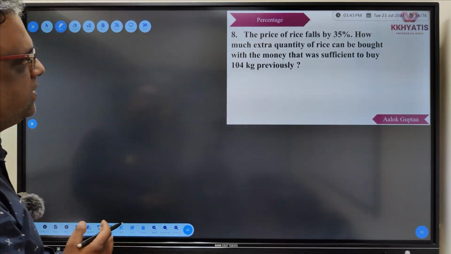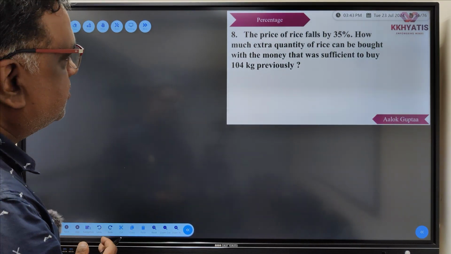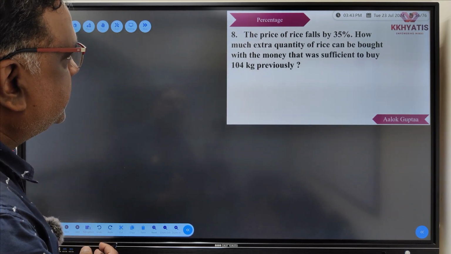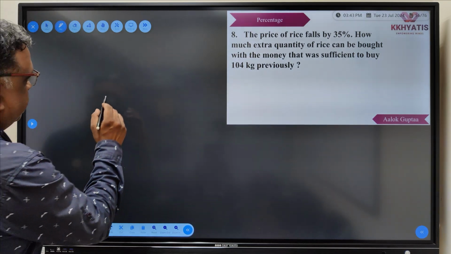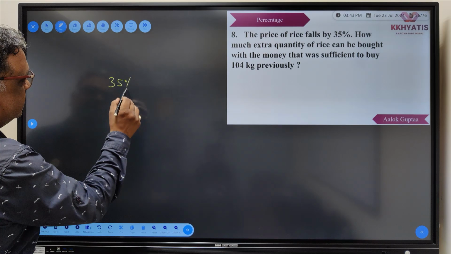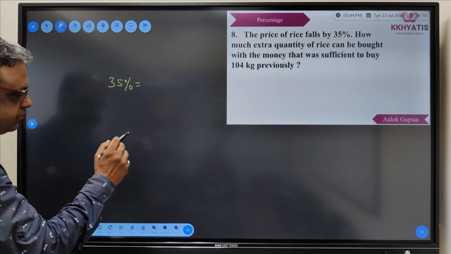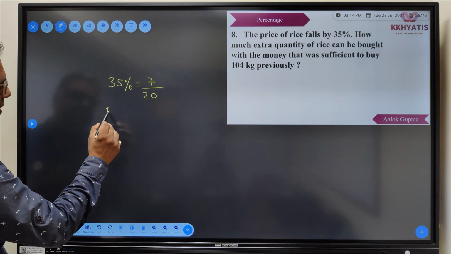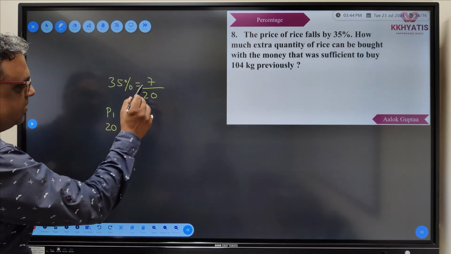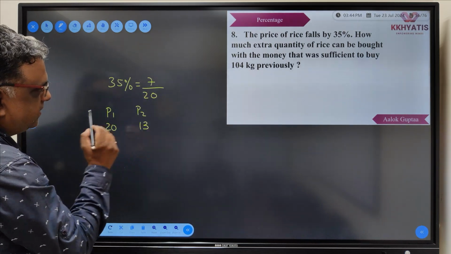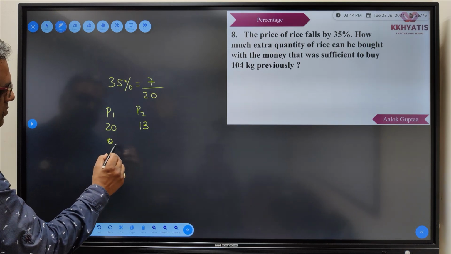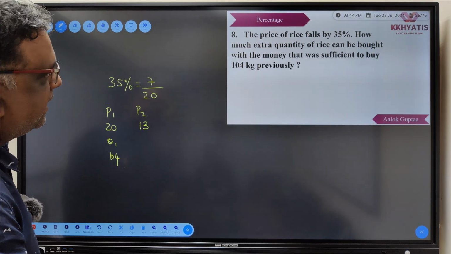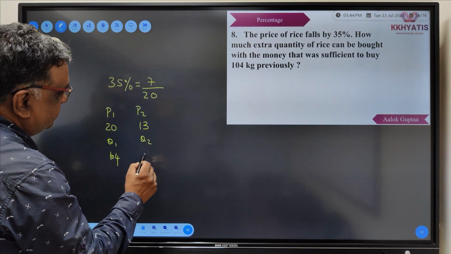The price of rice falls by 35%. How much extra quantity of rice can be bought with the money that was sufficient to buy 104 kgs previously? So the price falls by 35%. 35% is nothing but 7 upon 20, which means my earlier price was 20, it fell by 7. So the new price is 13. My earlier consumption was 104. I have to find the new consumption.